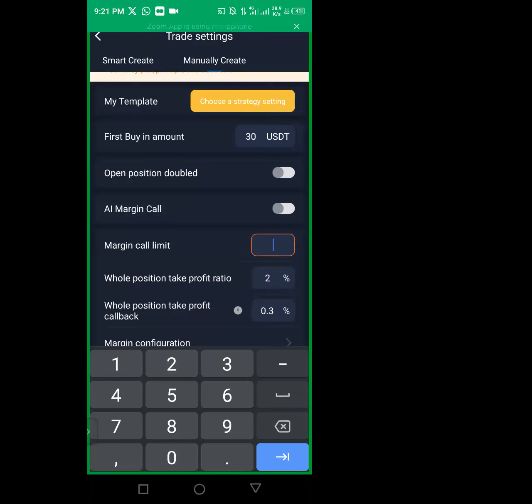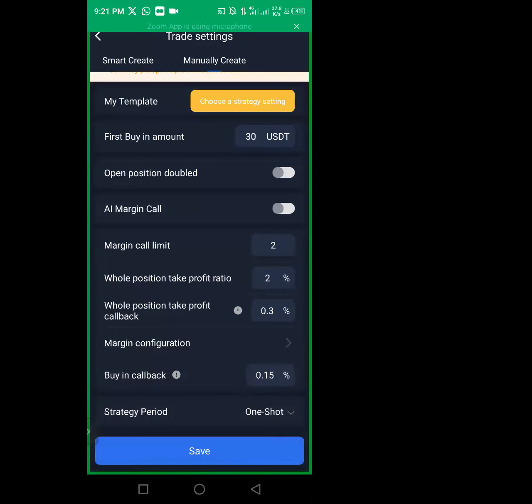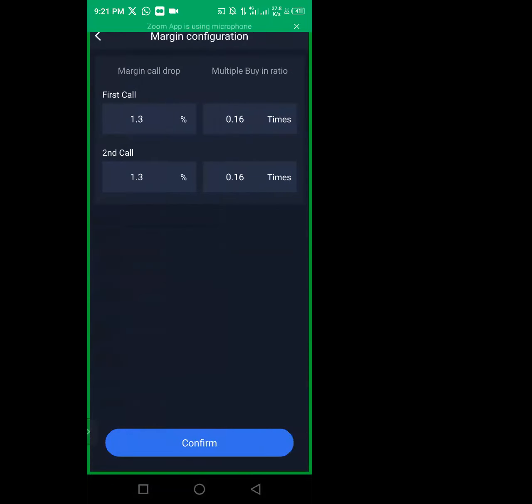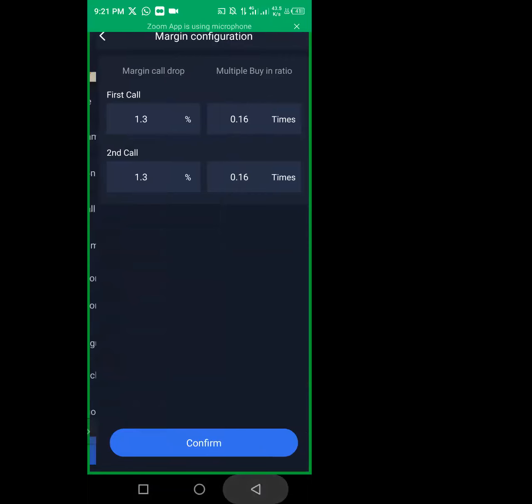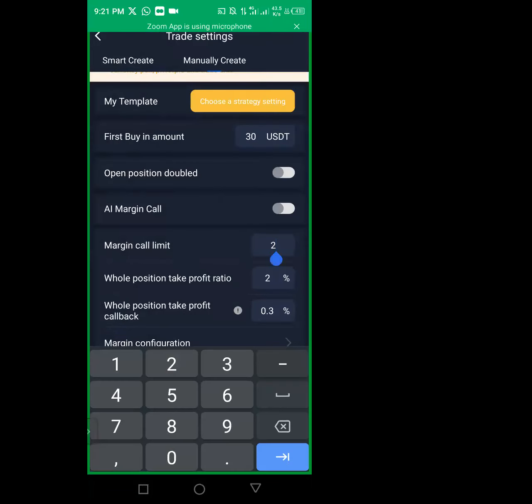So let me return back our 6. Because anything you put here, like 2, if you click on margin configuration, it will be 2. So you see that it's first call, second call. Let me go back. For the purpose of our training, we are using $100, and we want it to buy 6 margin calls.